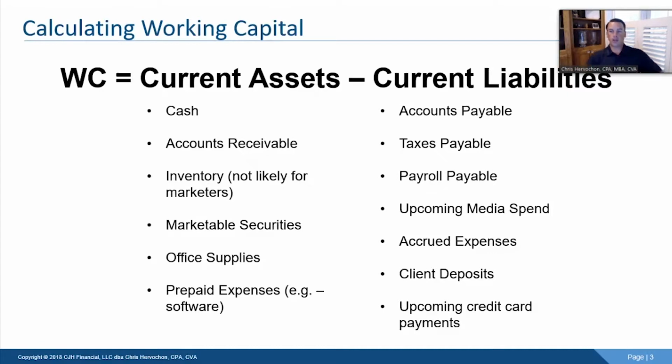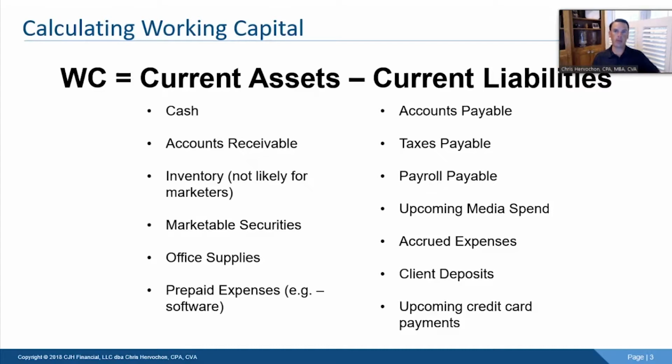Accrued expenses. These are things that have occurred in the business that you have not yet paid for or been billed for. Client deposits. If a client makes a deposit with you, you owe them services for that deposit. That deposit is a liability. So they could demand that you pay it back. You might not perform the services for whatever reason. You're going to owe that back to the client.